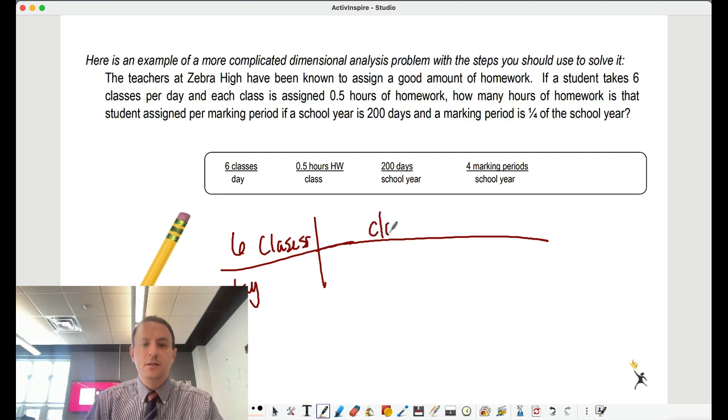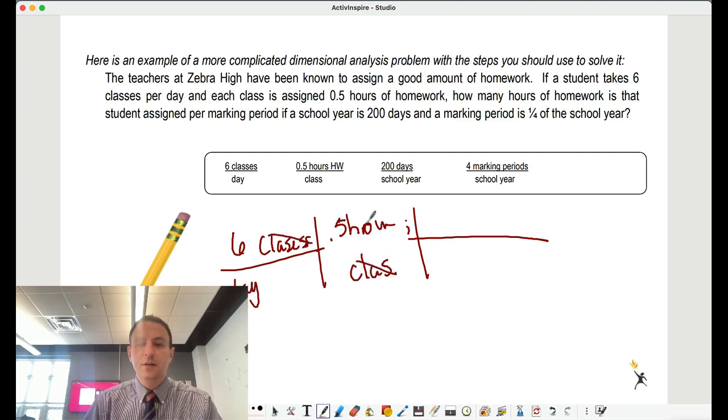So 1 class, half of hours of homework. So now I've got to code my next step. And we talked a little bit about how train tracks work. Okay, I need to get from hours. So I want hours left over. And then I got rid of classes. Oh, I have that in the wrong spot. I don't know what I was thinking. There we go. So 0.5 hours, 1 class.